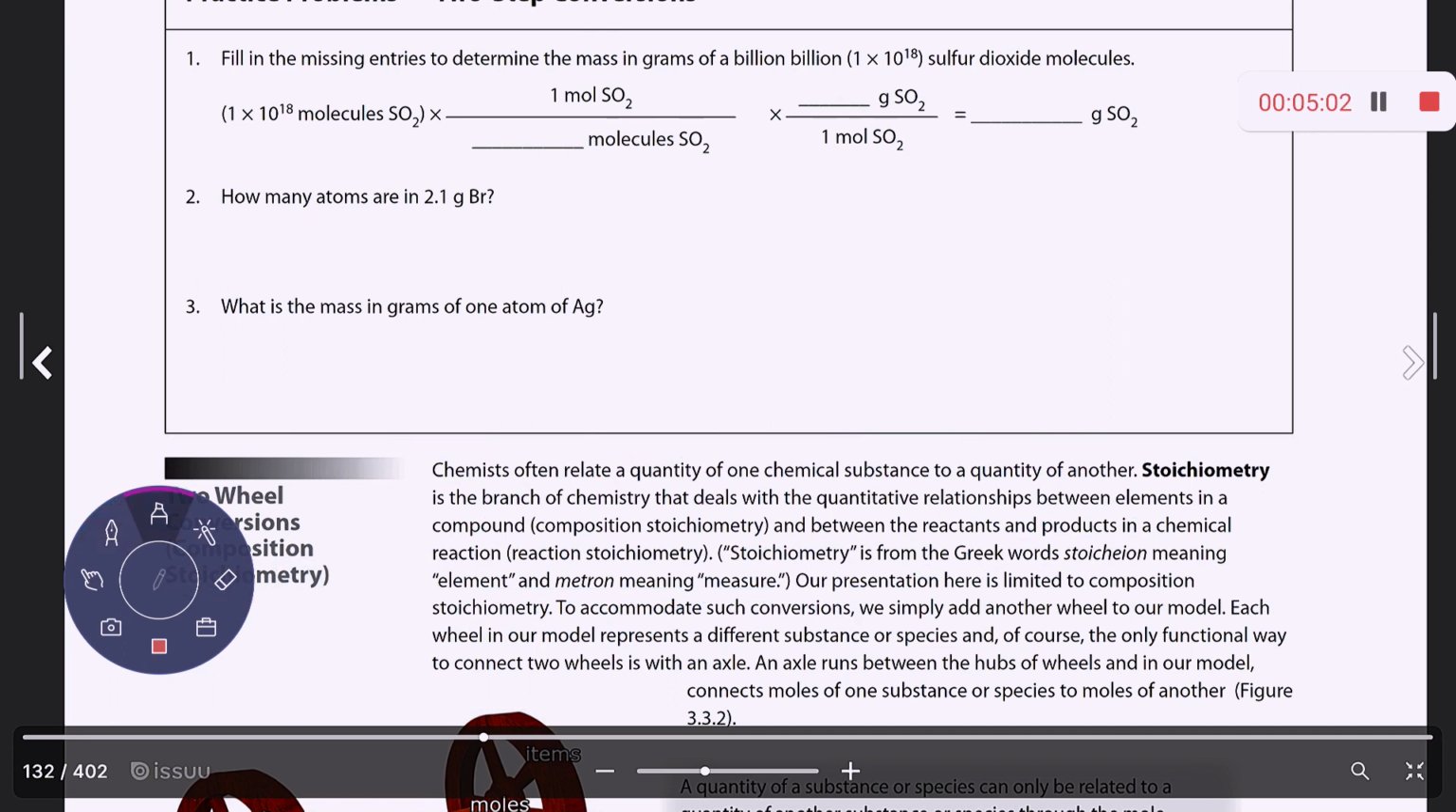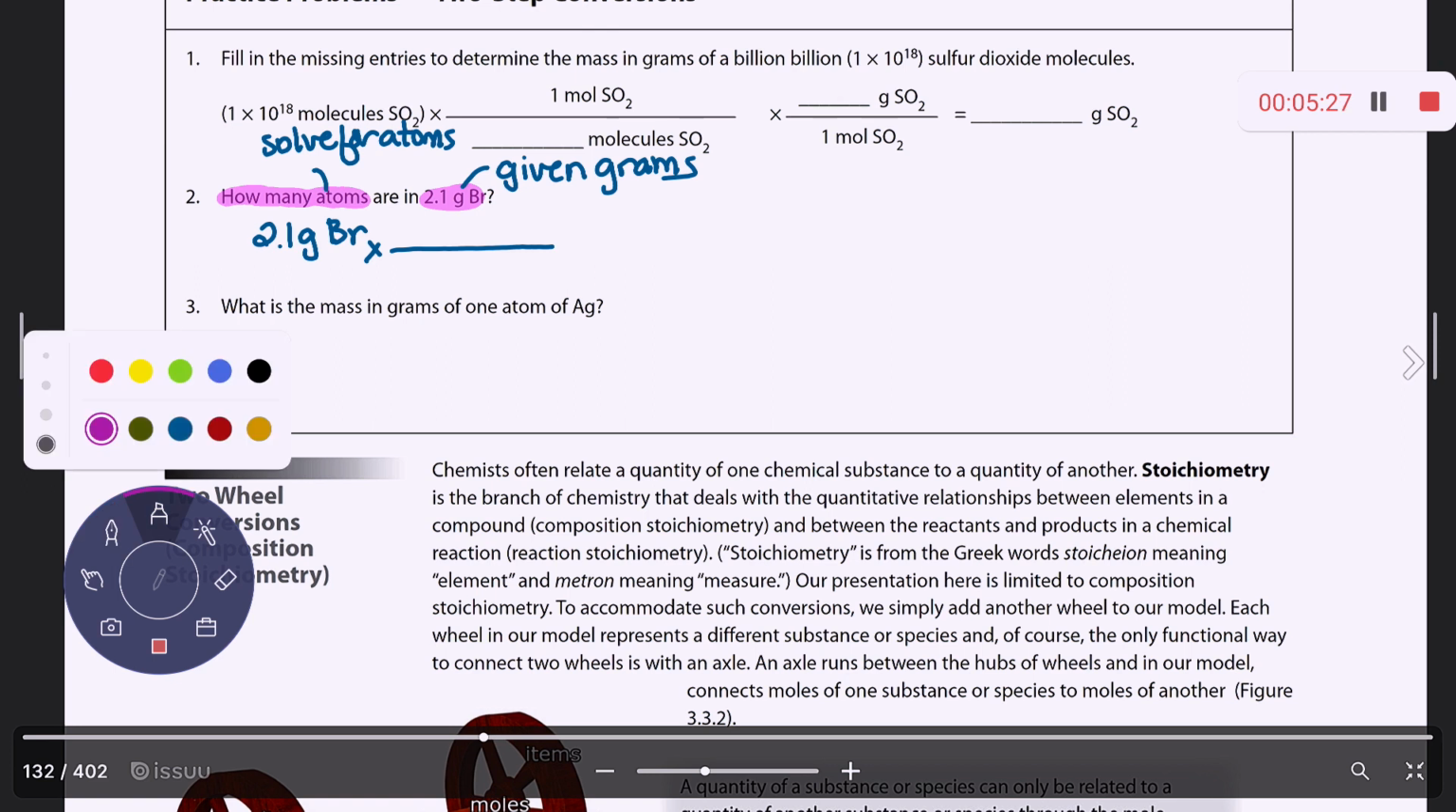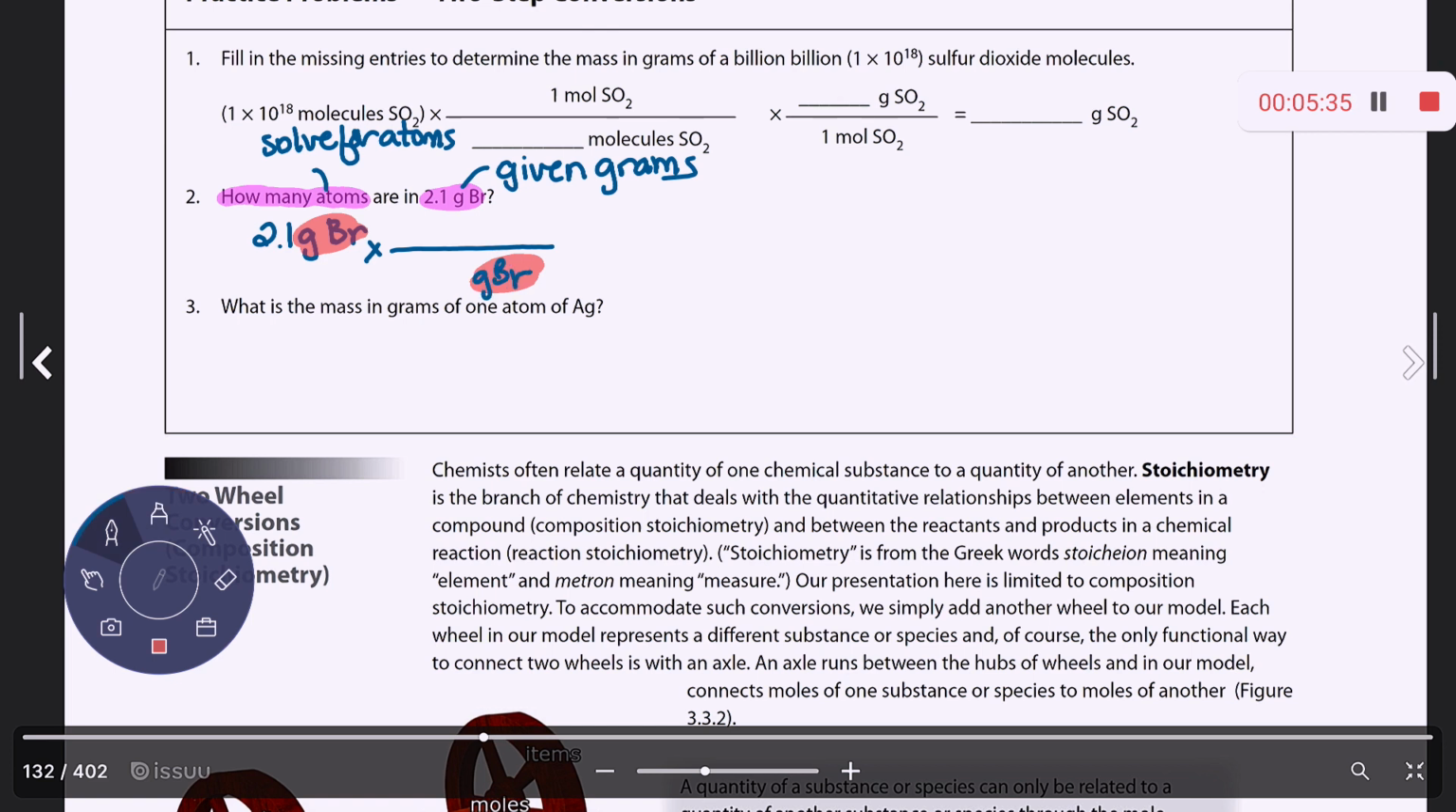Let's take a look at number 2. They want to know how many atoms are in 2.1 grams of bromine. Here you are given grams, and we're going to solve for atoms, which is an item or a thing. So we write 2.1 grams of bromine first, and I'm going to highlight units as we go to remind you that these are the units we're canceling. Grams of bromine goes on the diagonal because we're trying to cancel it. 1 mole of bromine goes on the top.